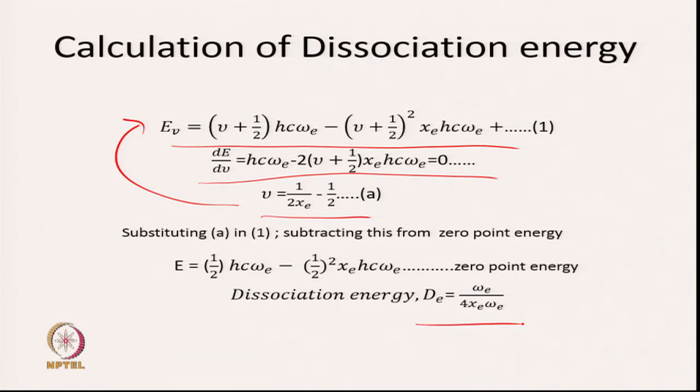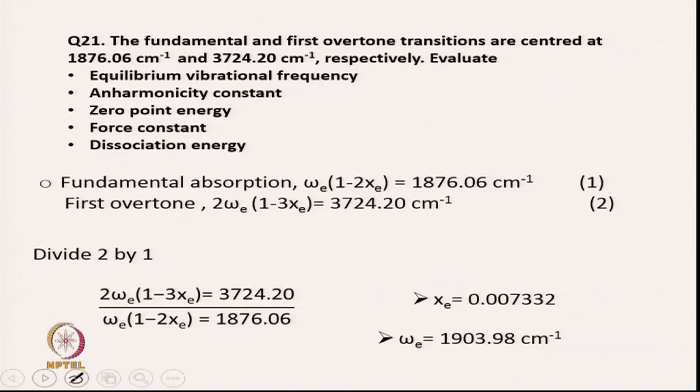This I have explained in detail in the last lecture. What I showed you is that D is equal to omega E squared divided by 4 x E omega E. So, after this recap, let us see this question.